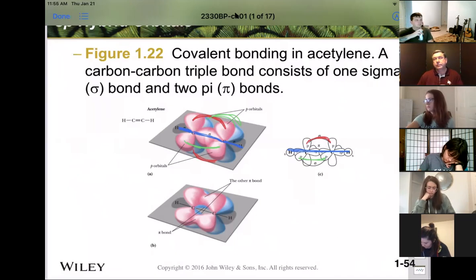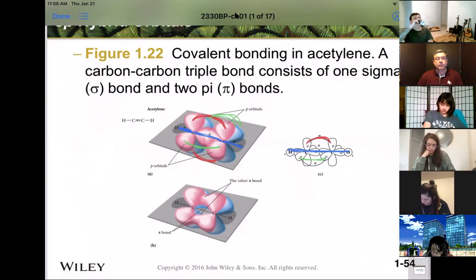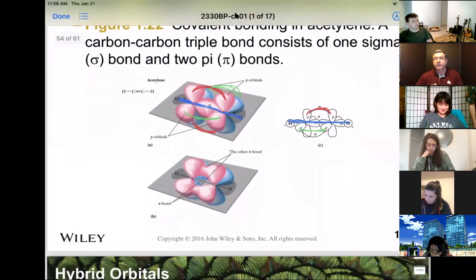If you know its electron geometry, you can determine how many excess p's it has, if you draw the Lewis dot structure correctly. Yes, I agree with that. Okay. All right.